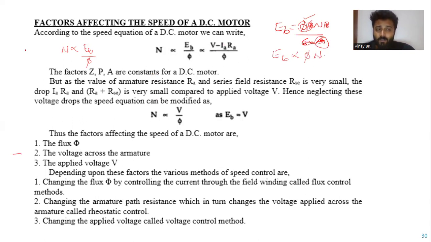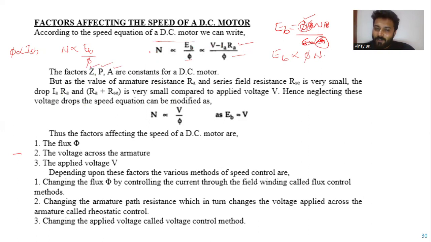In case of a DC series motor, flux is directly proportional to the current flowing through the shunt field winding, ISH. Therefore, you can see the factors: N is directly proportional to EB and inversely proportional to phi, whereas EB is V minus IARA and flux is directly proportional to ISH. Now you have to consider Z, the number of conductors, the number of poles, and the number of parallel paths as constants.